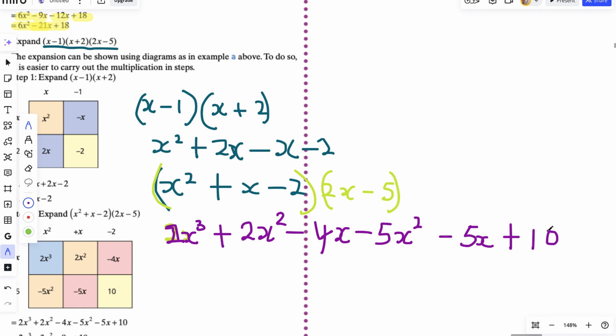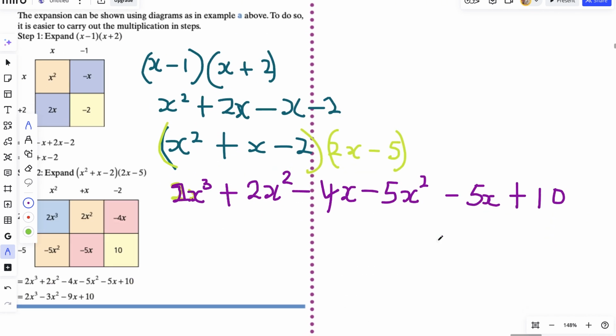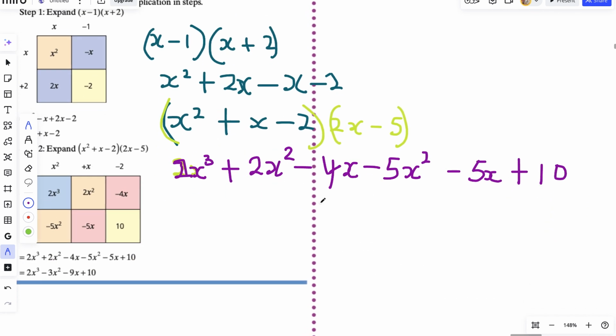Then after you've done that, you're going to collect like terms. But to save time, I'm just going to simplify it to the final stage, all at a go. So you pay attention. Only this one has power 3. It doesn't have another one that has power 3. You just write it down, 2x cubed. Now, the next thing, we have power 2. We have power 2 here, plus 2x squared. We're going to do this one together.